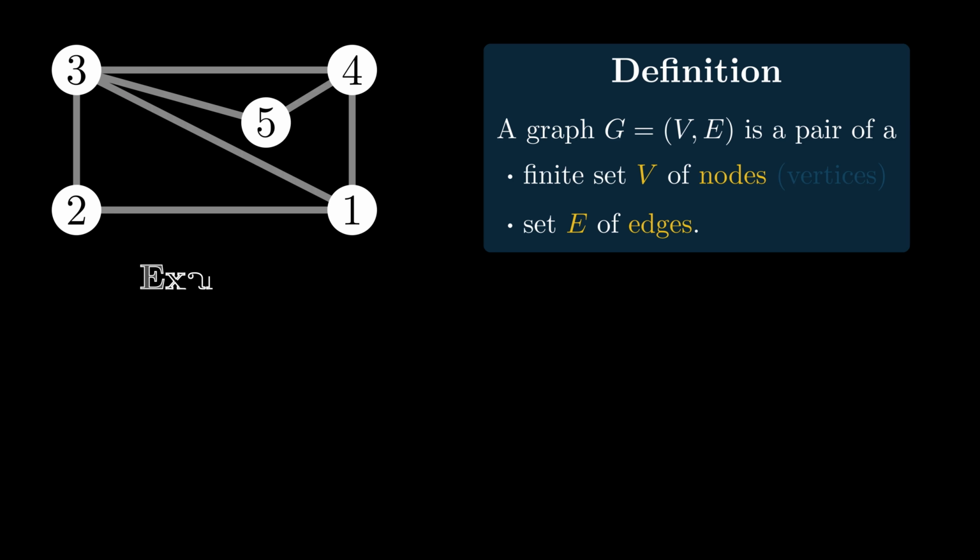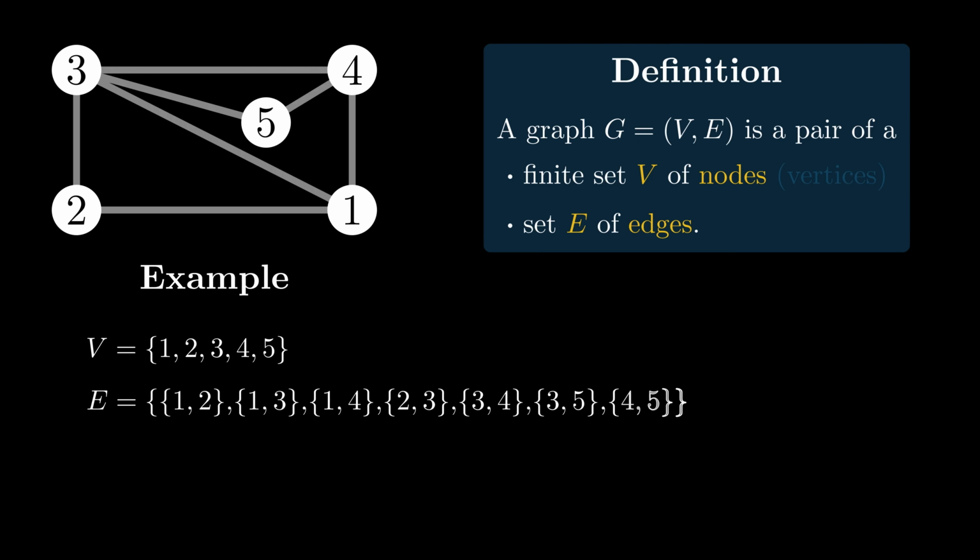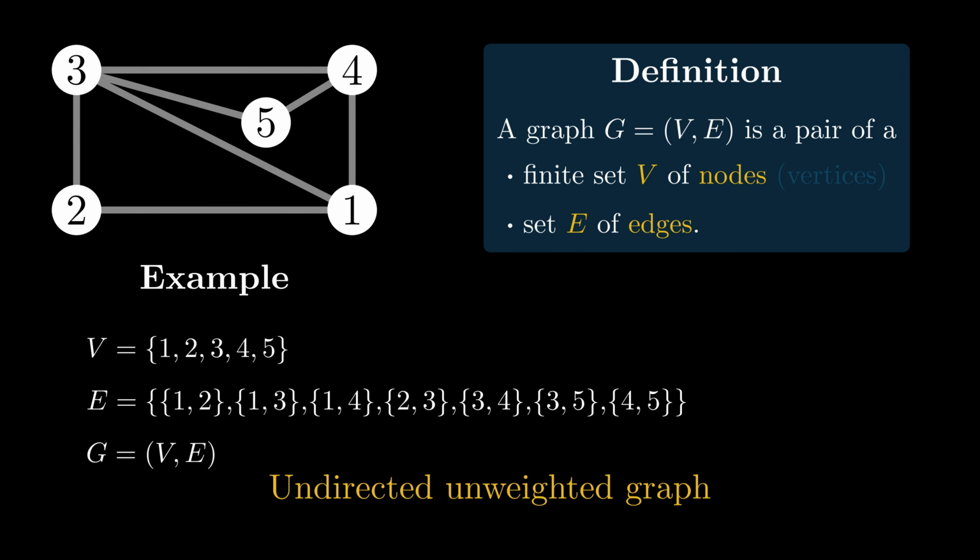For the graph above, the set of nodes V is V equal to the set containing the elements 1, 2, 3, 4, and 5, and the set of edges E is defined by the following sets. The graph G is then the pair of V and E. Regarding this edge set, the graph consists of edges connecting the nodes 1 and 2, 1 and 3, 1 and 4, 2 and 3, 3 and 4, 3 and 5, and 4 and 5. A graph like this is called an undirected, unweighted graph.